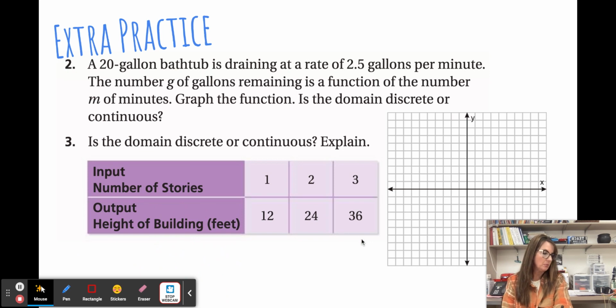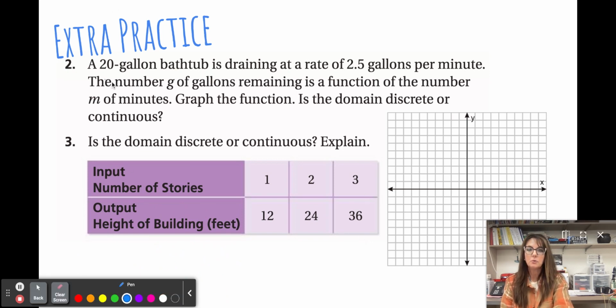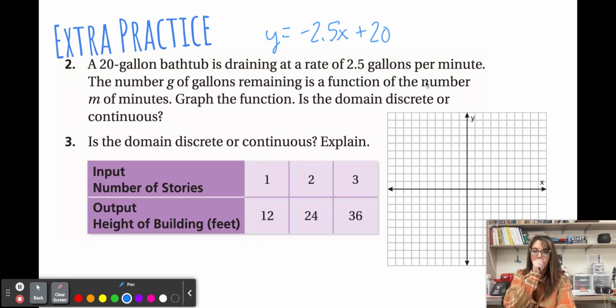All right, we're going to look at a couple more. In the first one, a 20-gallon bathtub is draining at a rate of 2.5 gallons per minute. So it started out with 20 gallons. It's decreasing at this rate. So my equation is G equals negative 2.5x plus 20.